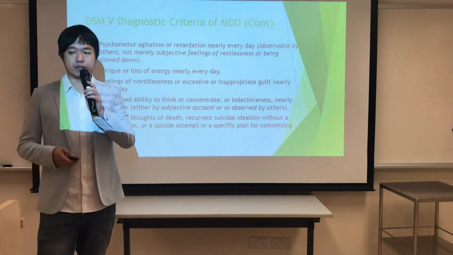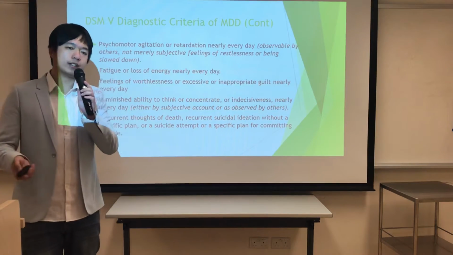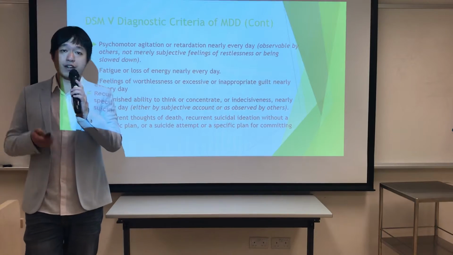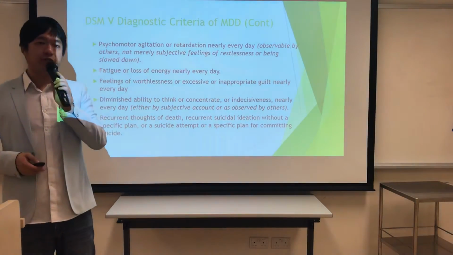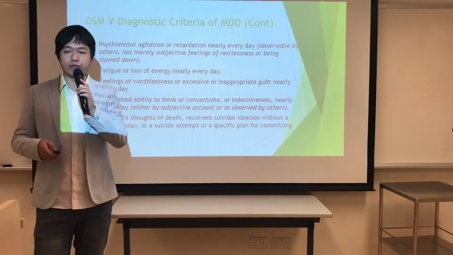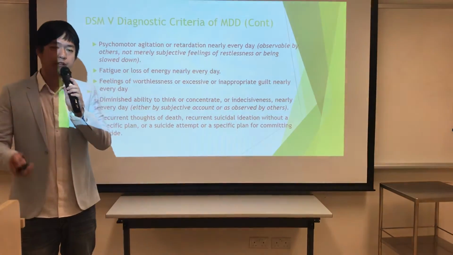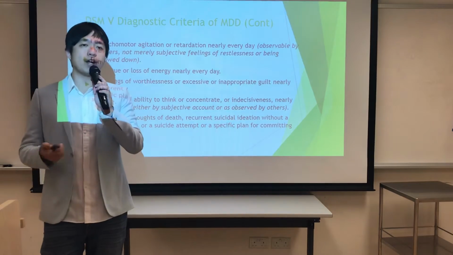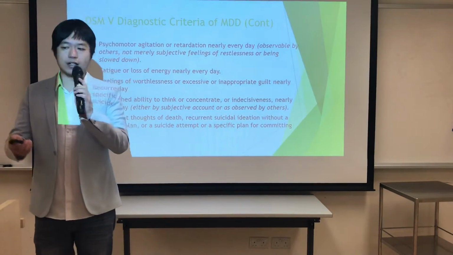Diminished ability to think or concentrate. They can't work. They can't have cognitive functioning. Recurrent thoughts of death, recurrent suicidal ideation with or without a suicidal plan. The patient talks about death, or tells you that they want to die, they want to kill themselves. They may have a plan, or they may not have a plan, just a big idea. These also count as symptoms.